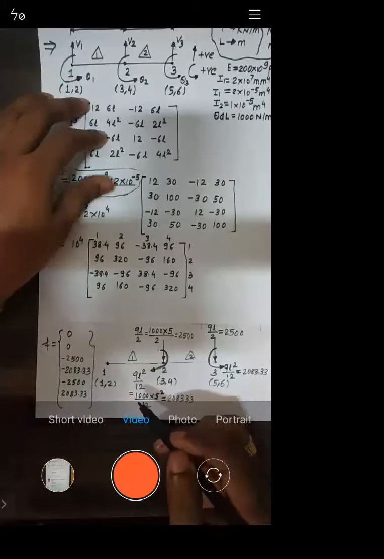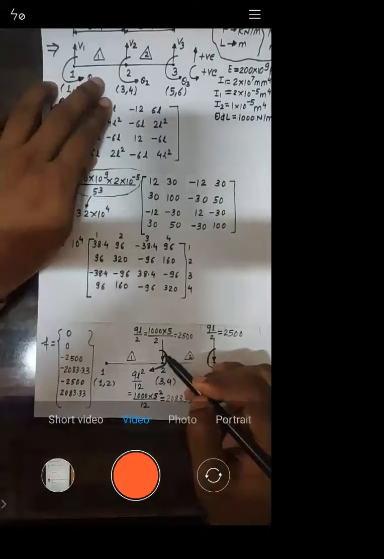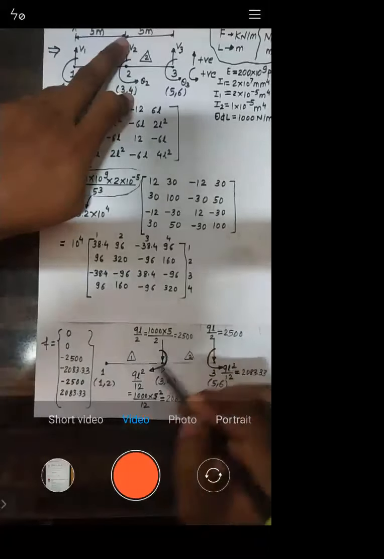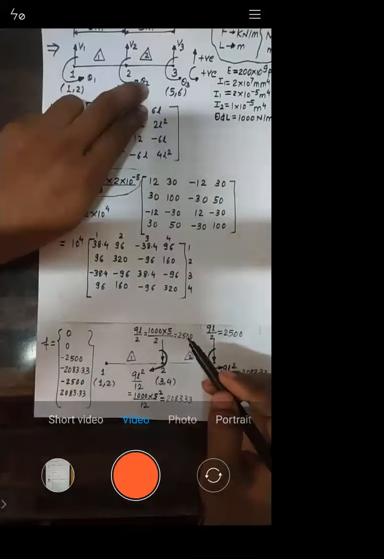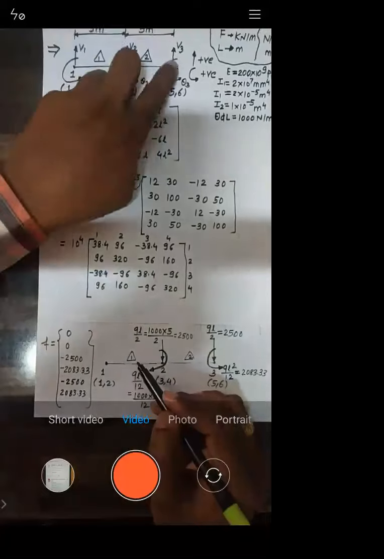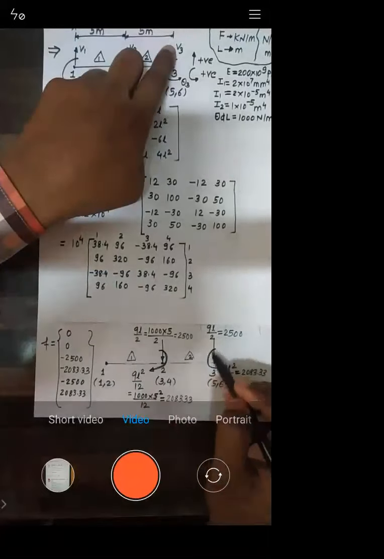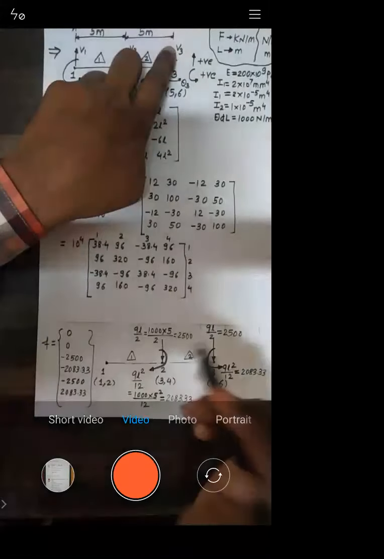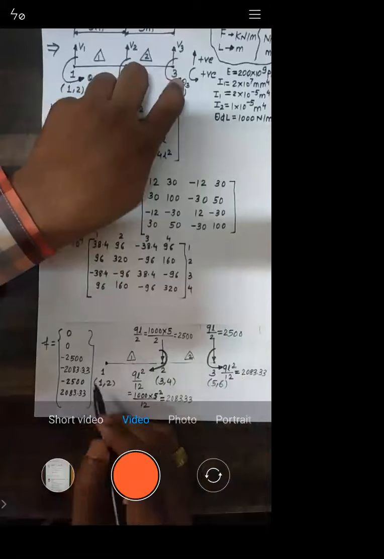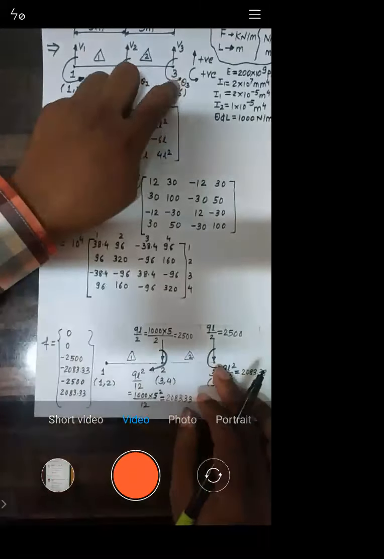If you compare, just see for node number 2, it is upward, it is downward. That's why this is minus. This is anti-clockwise, this is clockwise. That's why this is minus. Then this is upward, this is downward. That's why this is minus. Next, this is anti-clockwise. This is again anti-clockwise. That's why this is plus. Is it okay?